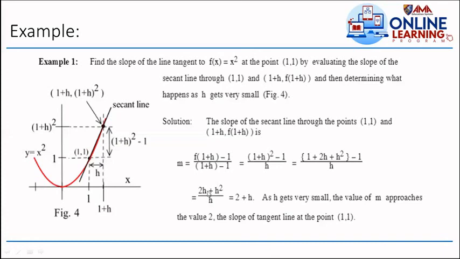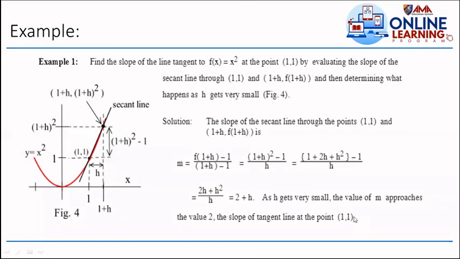So, next, common factor sa numerator is h. So, 2 plus h, siya yung matitira. Yung h at saka h, makakancel. So, your slope by this time, we have 2 plus h. So, this slope is what we call your slope of the second line. As h gets very small, the value of m approaches the value 2, the slope of the tangent line at the point 1 and 1.